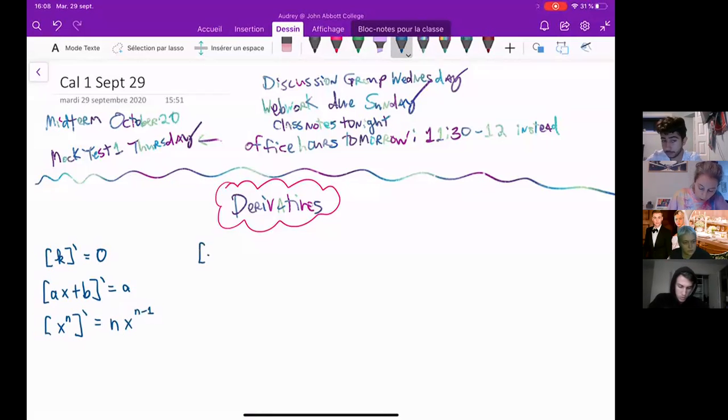Then last class we learned some new derivatives. We learned that the derivative of e to the x, anyone remember? E to the x again. E to the x, and then we learned the derivative of a to the x, that it's a little bit different. A to the x ln a. You got it, a to the x ln a.